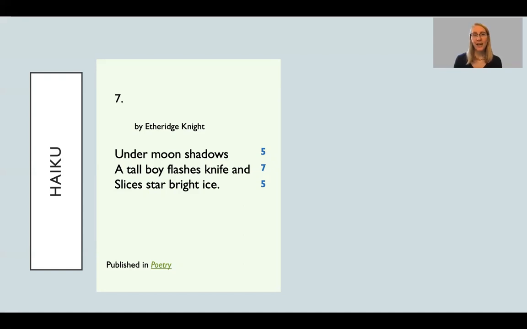Under moon shadows, a tall boy flashes knife and slices star-bright ice.